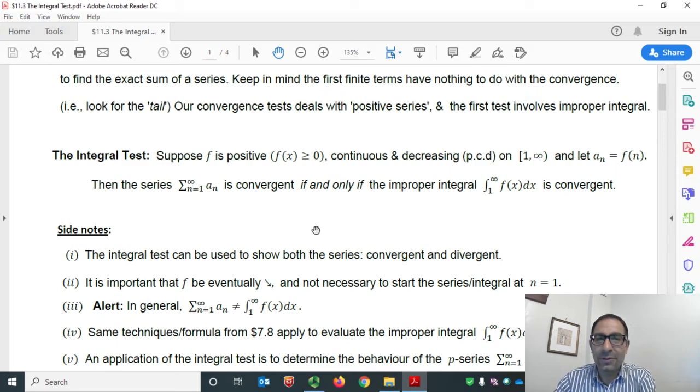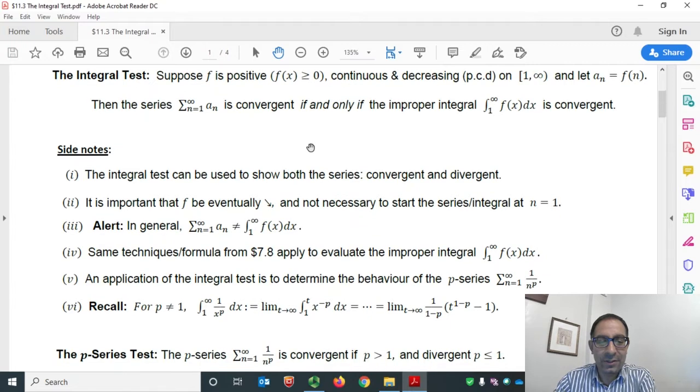Great. So, quick side notes. The integral test can be used to show both that a series is convergent and divergent. So that means, let me state the last line of this statement. The series is convergent if and only if the corresponding improper integral is convergent, or the series is divergent if and only if the corresponding improper integral is divergent.